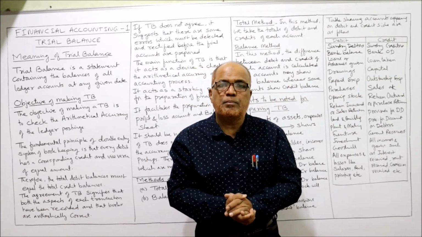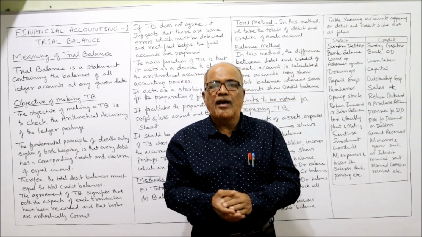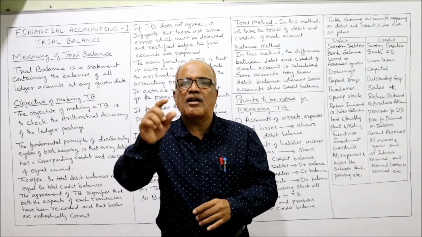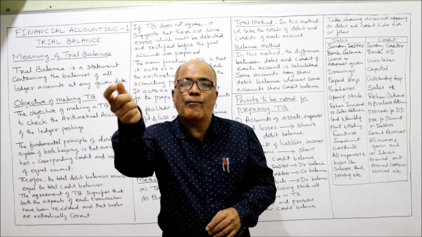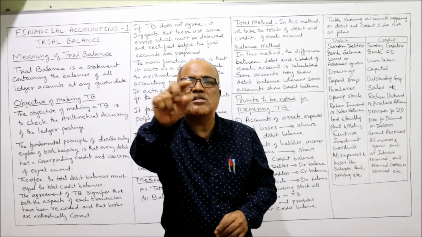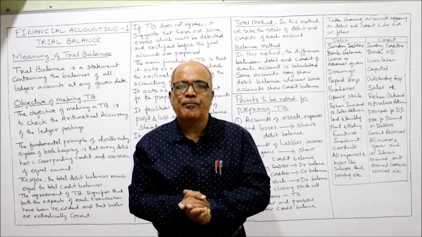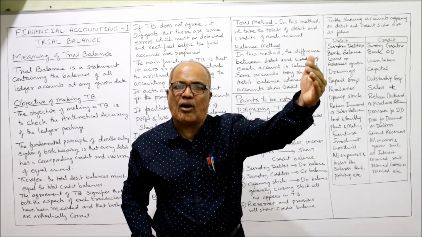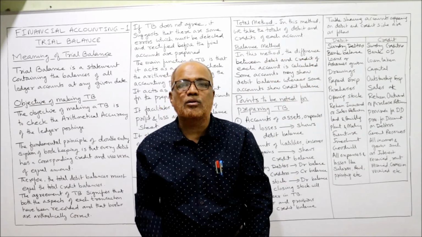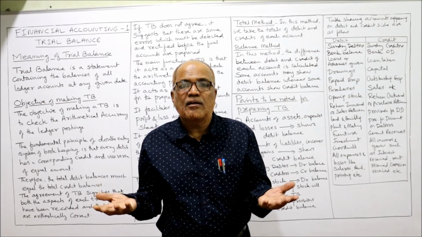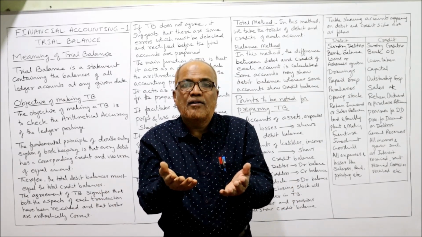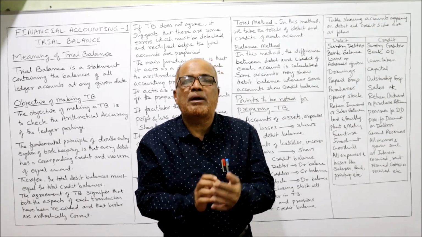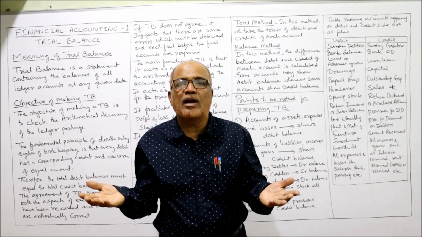Similarly, error of principle. Example, an asset is purchased, furniture is purchased. The correct entry is furniture account debit to cash. By mistake, purchases account to cash we have written. The accountant has made a mistake. Instead of debiting furniture account, he has debited purchases account. Trial balance will tally, but there is a mistake. Furniture account should have been debited. It is not debited. Purchases account by mistake is debited. Your trial balance will agree.